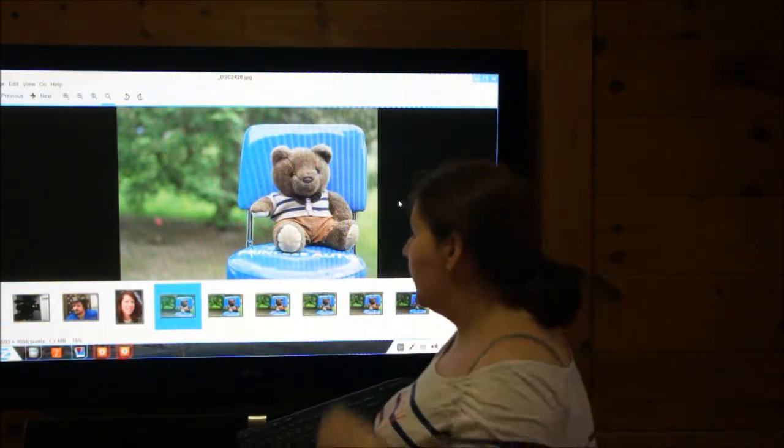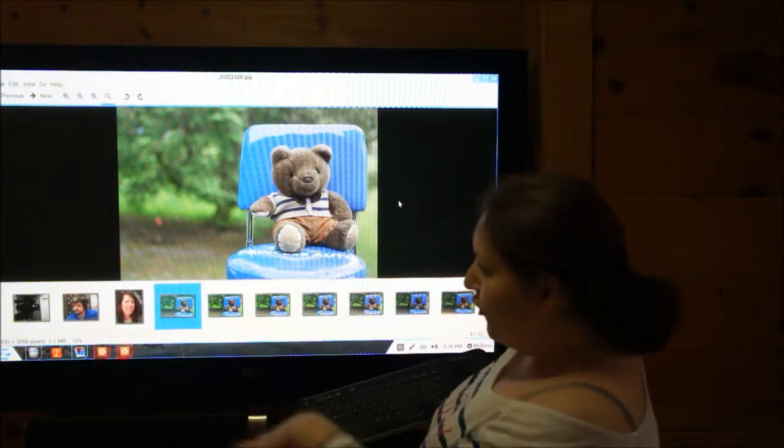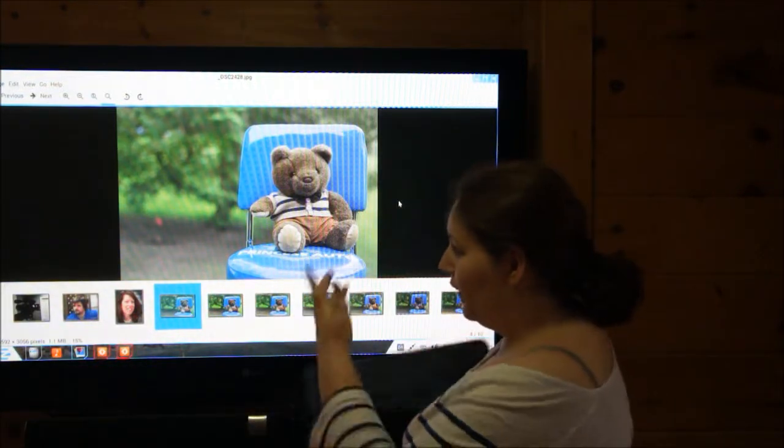So let's take a look at a few of these pictures that I took earlier on. I set the tripod outside, and Dad helped with setting things up.